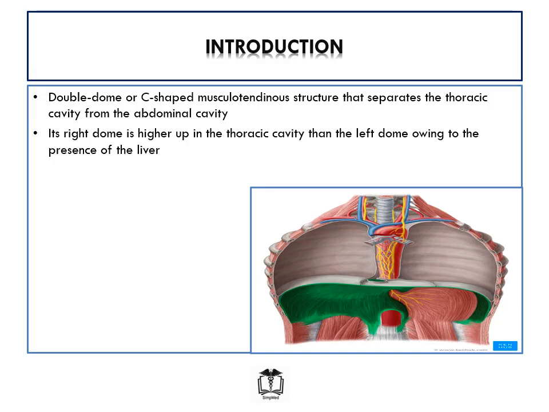Usually, although it is double dome, the right dome is higher up compared to the left dome, and this is due to the fact that the liver tends to push the right dome a little bit upwards compared to the left.